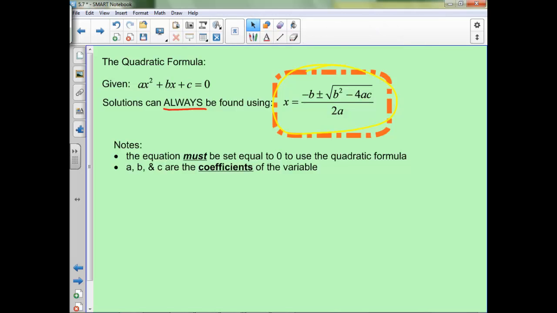Couple things to take notice of. Your equation has to be equal to 0 before we use the quadratic formula. And the a, b, and c are your coefficients of the variable. Notice a is the x squared term, b is with the x, and c doesn't have the variable.